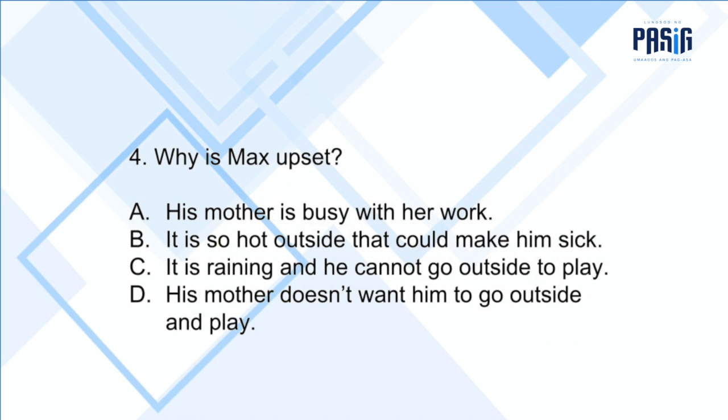Question number 4. Why is Max upset? Is it letter A. His mother is busy with her work? Letter B. It is so hot outside that it could make him sick. Letter C. It is raining and he cannot go outside to play. Letter D. His mother doesn't want him to go outside and play.